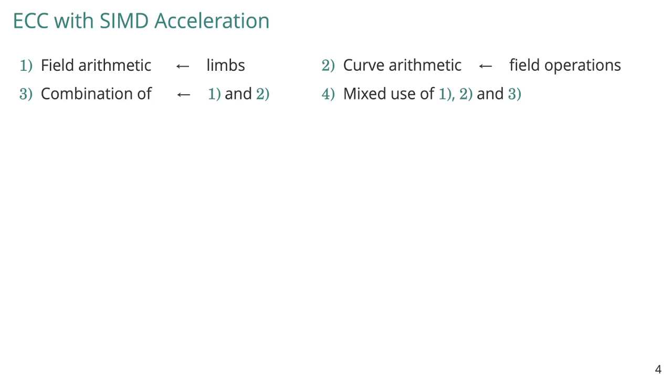SIMD instruction sets like AVX2 turn out to be beneficial for various kinds of cryptographic algorithms. Using elliptic curve cryptography as an example, implementers can take advantage of SIMD parallelism to first accelerate the field arithmetic by adding or multiplying several limbs of field elements in parallel. Second, accelerate the curve arithmetic by executing several field operations in parallel. And third, a combination of the first and the second strategy. And one could also mix these three fashions in the entire implementation.